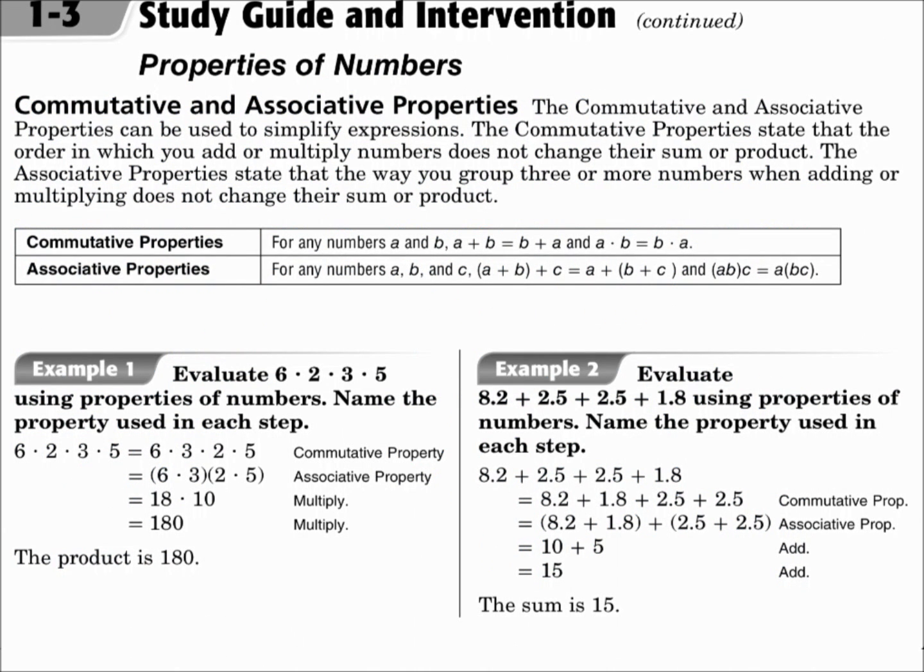The commutative and associative properties can be used to simplify expressions. The commutative property states that the order in which you add or multiply numbers does not change their sum or product. For example, 2 plus 5 is the same as 5 plus 2. The associative properties state that the way you group 3 or more numbers when adding or multiplying does not change their sum or product. If you're adding 3 numbers, it doesn't matter if you add the first 2 together or the second 2 together.